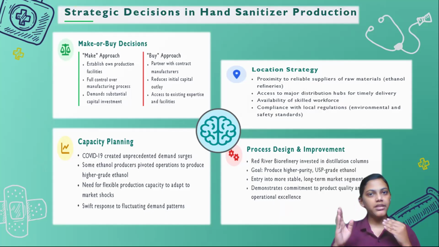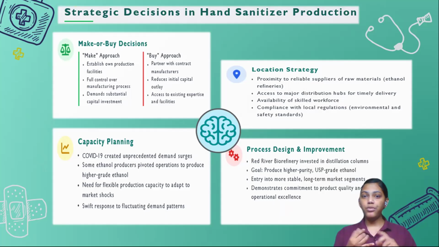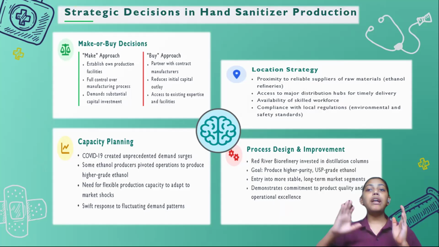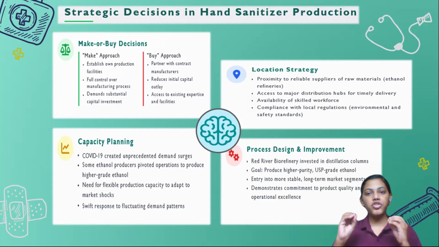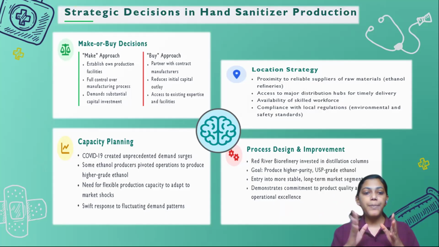Make or buy decisions. The make approach is where you make the sanitizer at your own facilities, or you buy the sanitizer and then bottle it and cap it and then sell it. This reduces the initial capital launch. Capacity planning. During COVID-19, the requirement for hand sanitizers was high. But nowadays, hand sanitizer capacity is not needed that much. People don't use it as much as they used it during COVID-19.